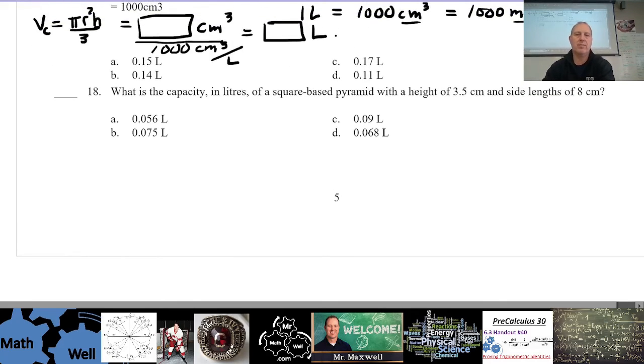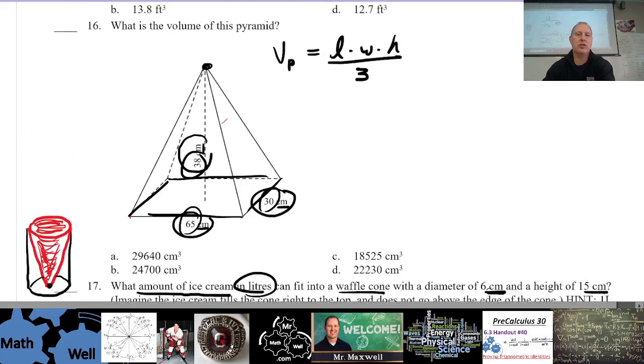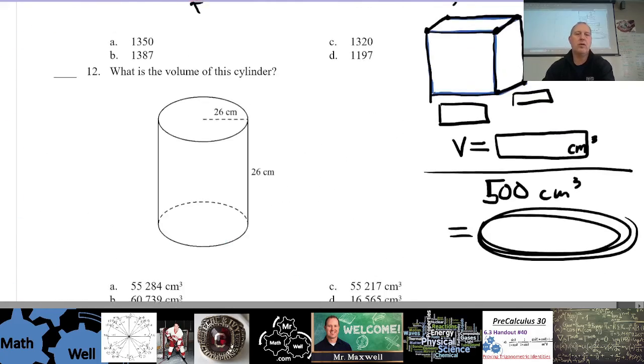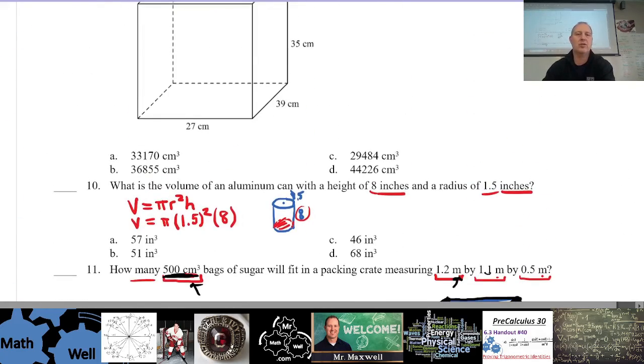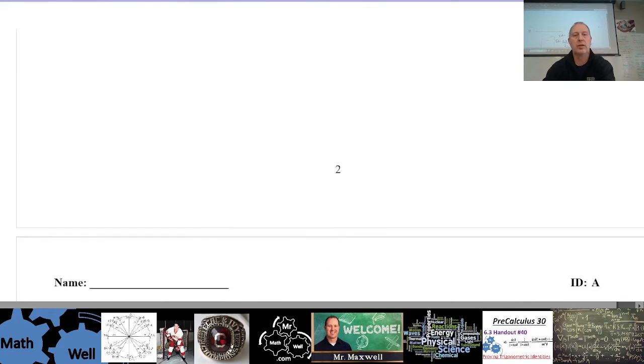Okay, guys, 18 is the same type of question. It's just a square-based pyramid. So the area of the square times the height divided by 3 is the volume there, sorry. Okay? And that's it. 18 is the last question. So there are a few questions that I did not give you the answers to, so you are responsible for doing those ones on your own.